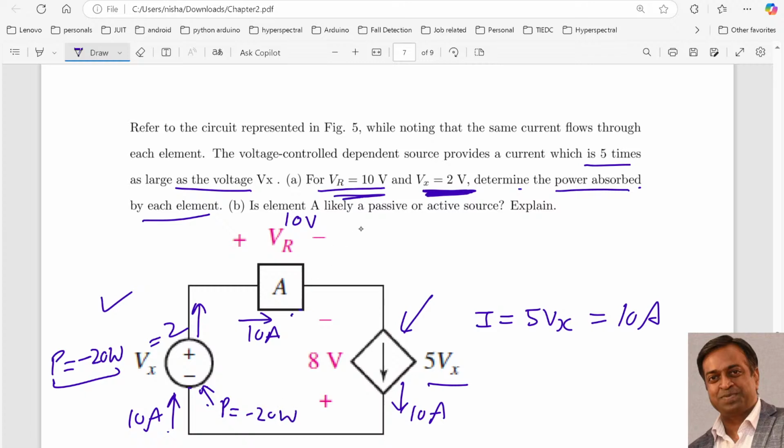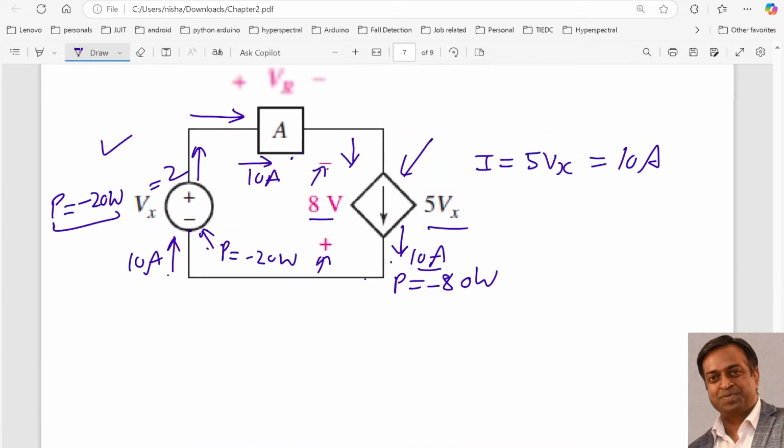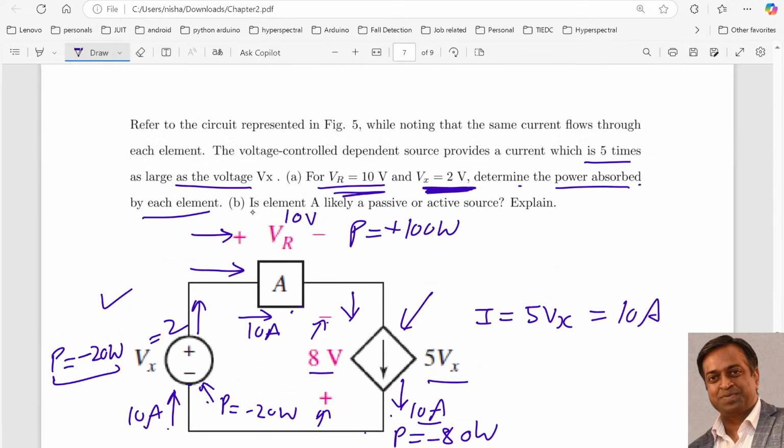For this element, again the power is V into I, which is 100 watt, and since the current is entering this positive terminal, it is positive. For this case, this is given as minus, this is positive, so the power is P equals 8 watt into 10, which is 80. Since the current is entering the negative terminal, again it is the supplier, so it is minus 80 watt, right? So these are the answers. Now we have the second part: is the element A likely a passive or an active source? Since this is absorbing the power, it is going to be a passive source.